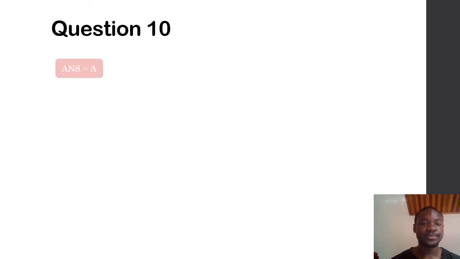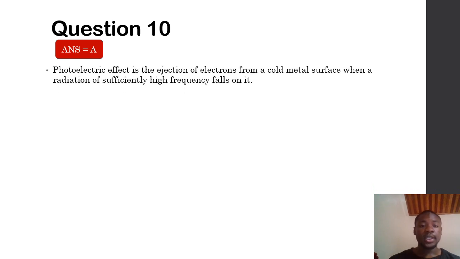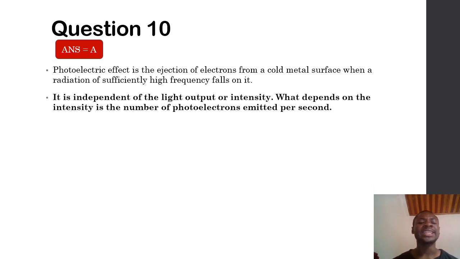Question 10. The answer is A. Photoelectric effect is the ejection of electrons from a cold metal surface when a radiation of sufficiently high frequency falls on it, and it is independent of the light output or intensity. What depends on the intensity is the number of photoelectrons emitted per second.